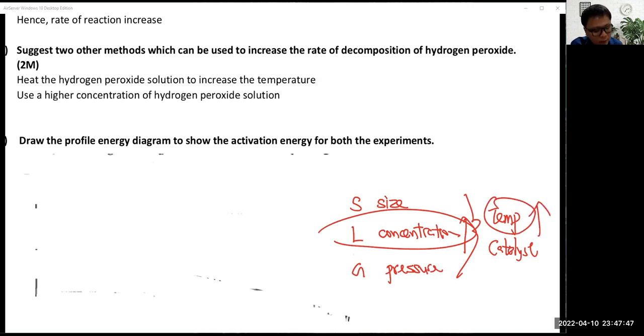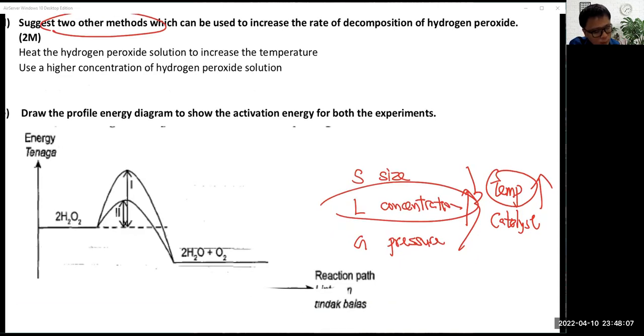When you mention this, because they're asking for method, they're not asking for factor. For factor, you can write temperature of hydrogen peroxide solution. But method means how do you increase? So you must say heat the hydrogen peroxide solution to increase the temperature, and then use a higher concentration of the hydrogen peroxide solution.